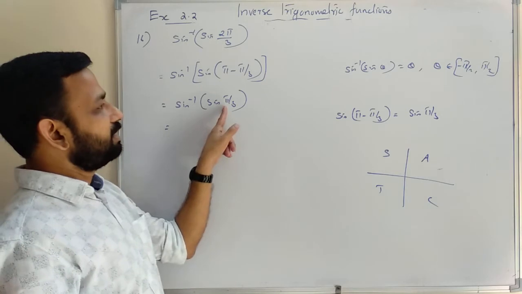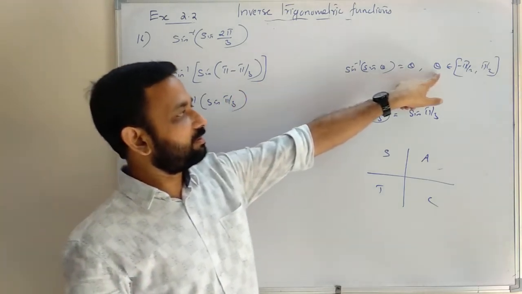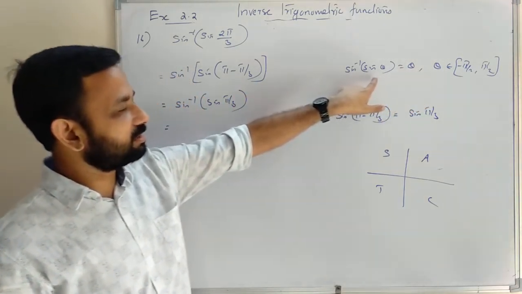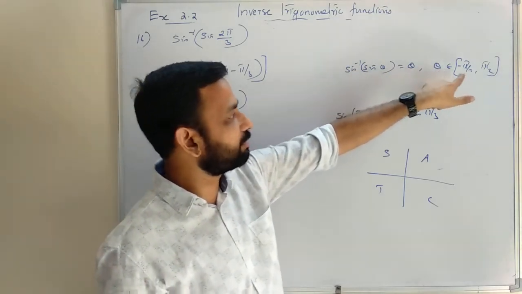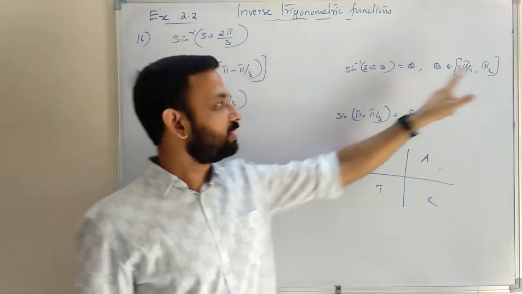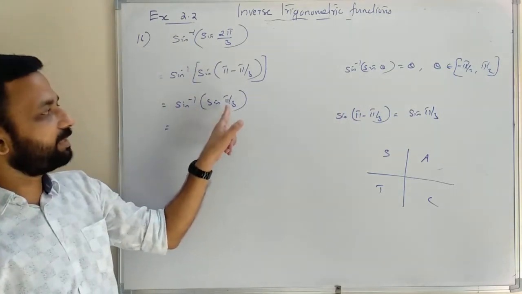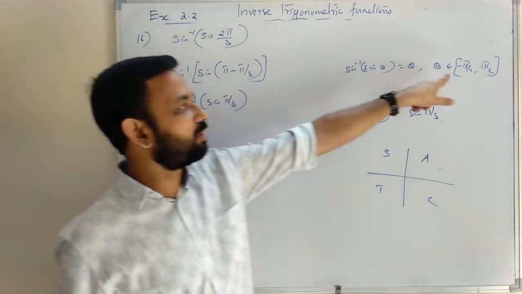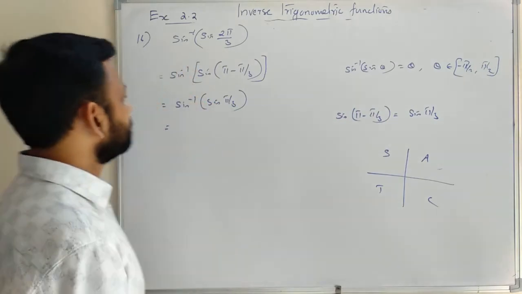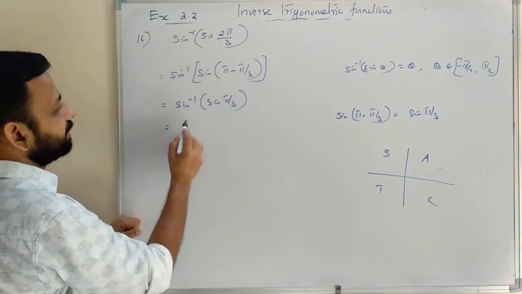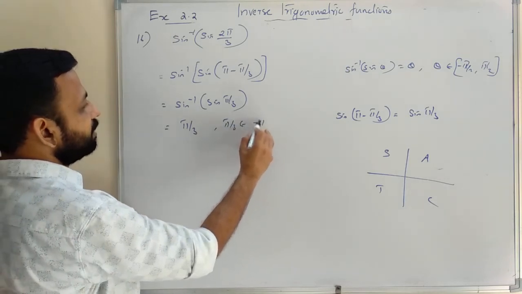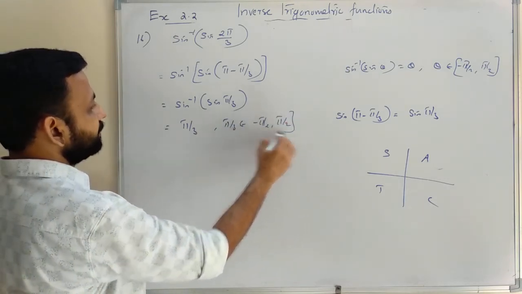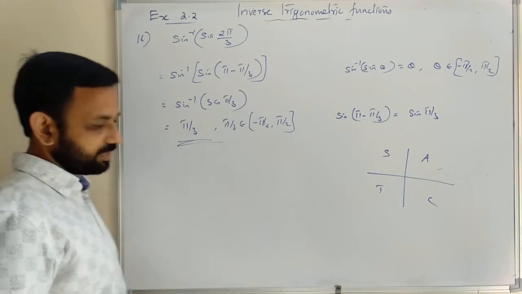Here again we will use this property: sin inverse sin θ is equal to θ when θ belongs to −π/2 to π/2. Here π/3 means 60, and 60 belongs to −π/2 to π/2. So we can write sin inverse sin π/3 is equal to π/3, because π/3 belongs to −π/2 to π/2. So we got the answer for question 16.